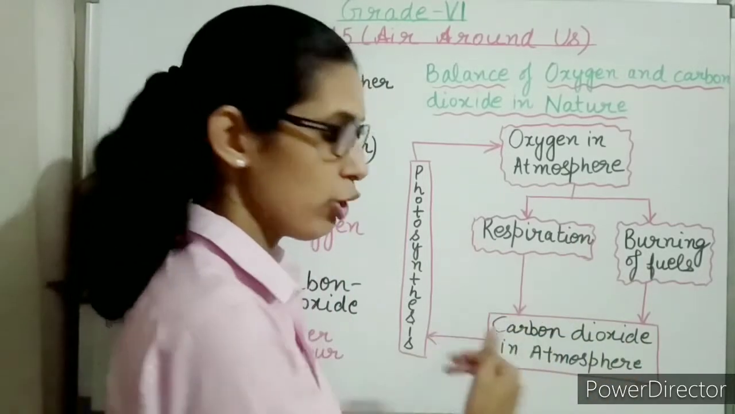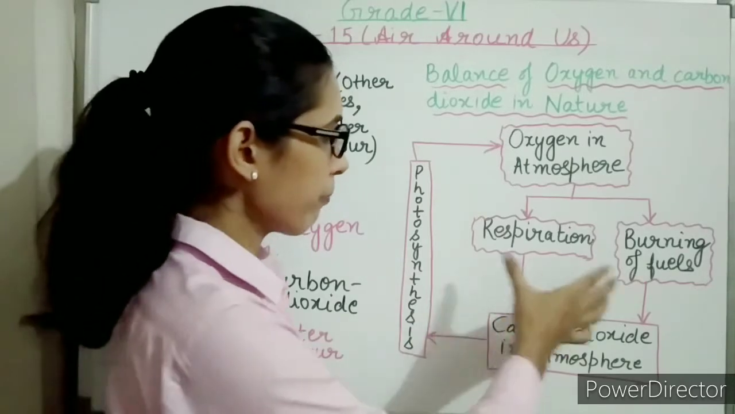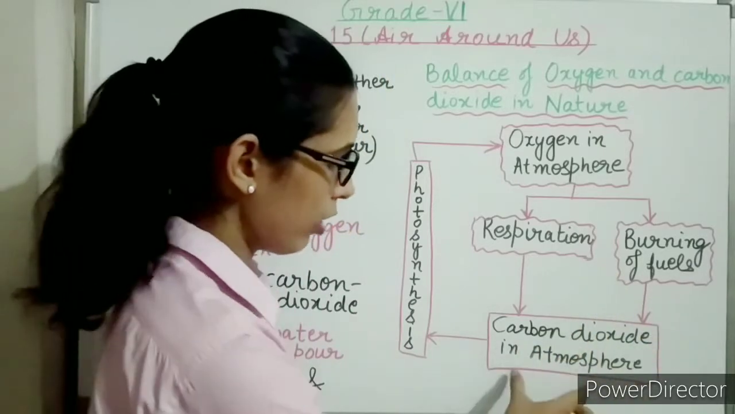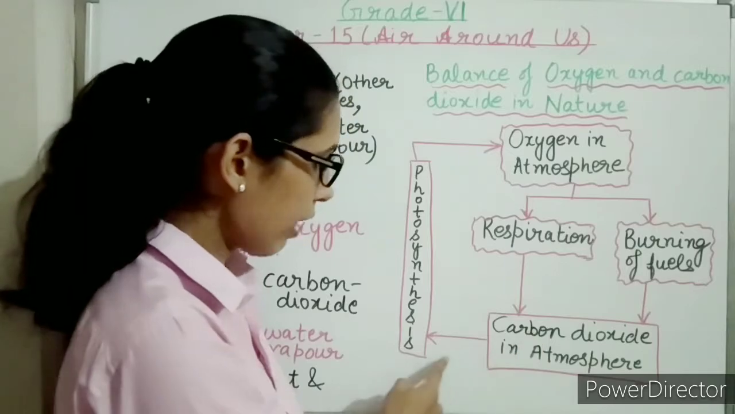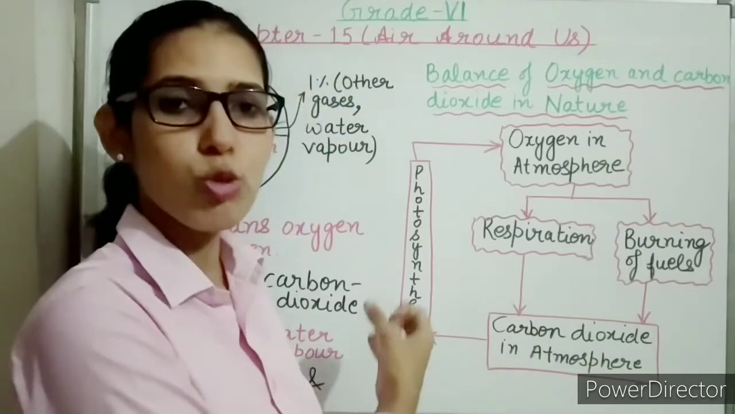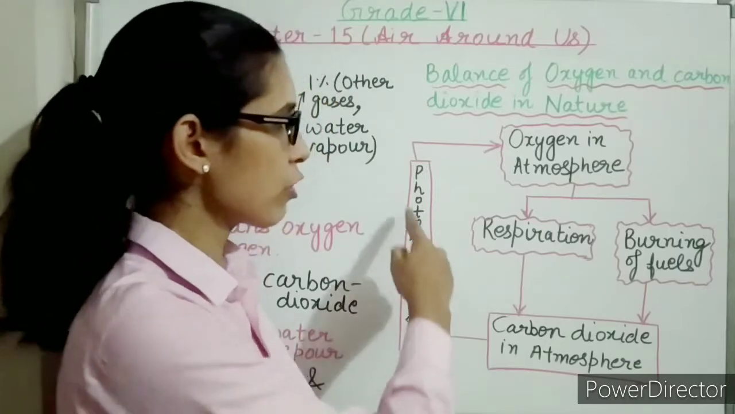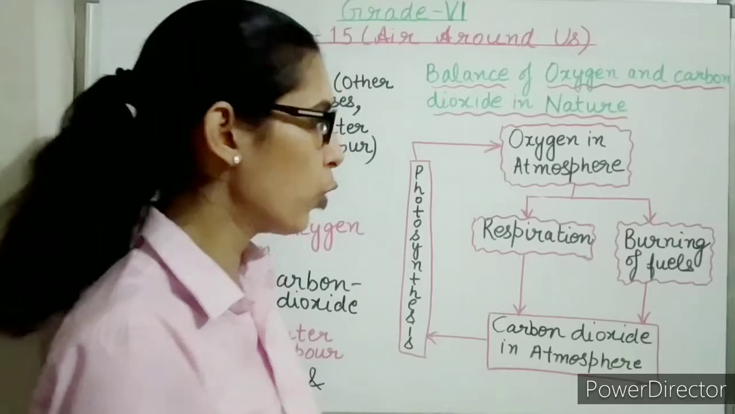So in the respiration process also carbon dioxide is produced. So here you can see in both the processes, respiration and burning, carbon dioxide is produced and released in the atmosphere. This carbon dioxide is again used by the plants for the process of photosynthesis, and in the process of photosynthesis, oxygen will be released in the atmosphere.